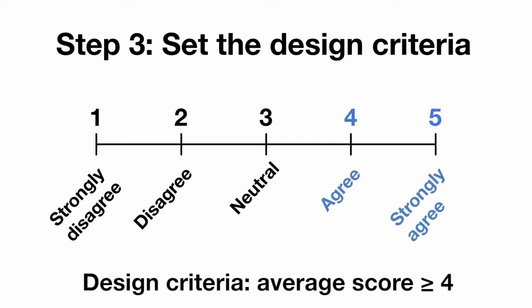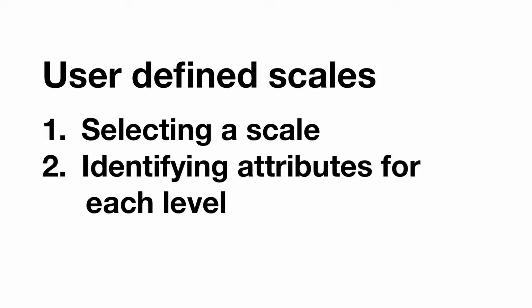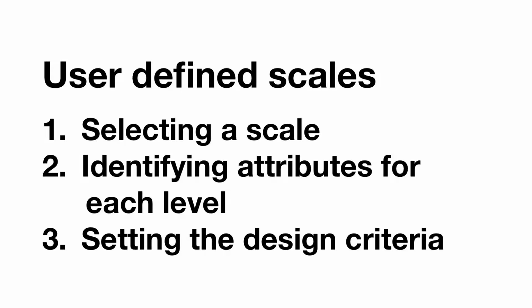This is the process that engineers use to define a design criteria using a user-defined scale. So this process of selecting a scale, identifying levels with specific attributes or characteristics, and then setting the criterion that must be met, this is the process that engineers use to define a design criteria using a user-defined scale.